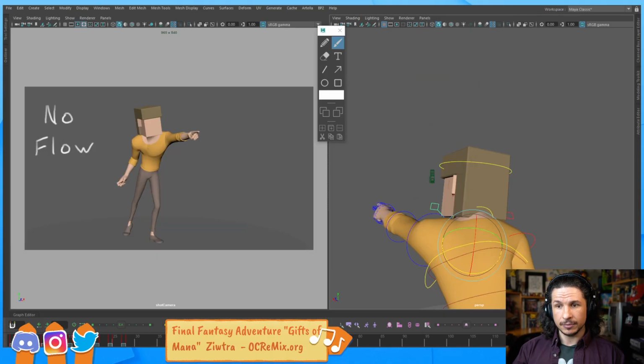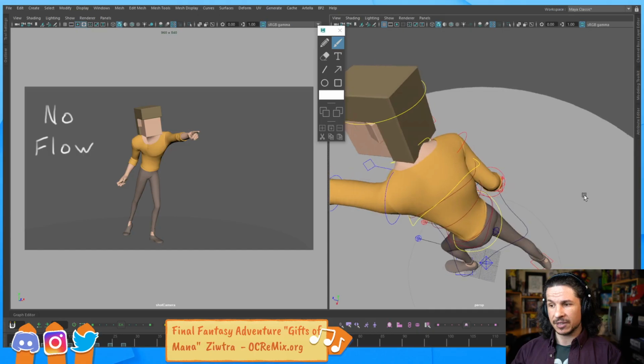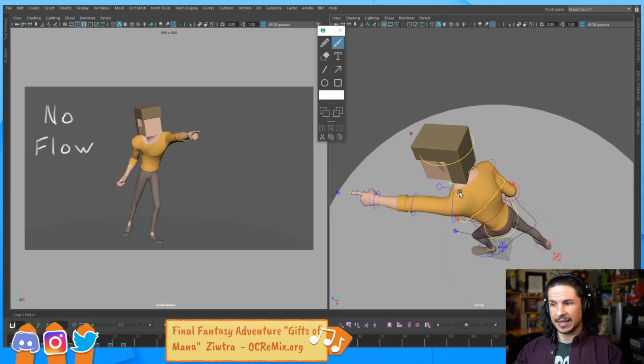Common issue number 2, no flow. Now, what this usually means is that there is no connection between the different shoulders. We saw that a little bit in the last pose, but let's point it out more specifically here. So we've got the character, he's pointing, and we want this really intense shot and this really cool moment here where he's pointing out to the killer or maybe yelling at someone to stop.